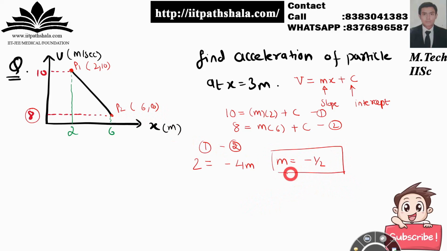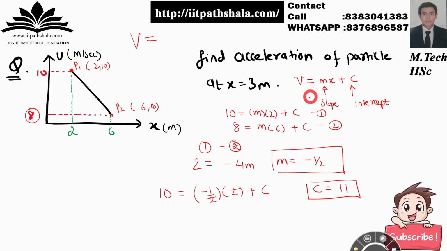Now you are going to find the value of c. Just replace the value of m in either of the equations. I am replacing the value of m in the first equation itself, and I am getting the value of c as 11. Fine with that. So my value of c comes out to be 11. My resultant equation over here becomes v equal to x times minus 1 by 2 plus 11. This is the resultant equation which I am getting.